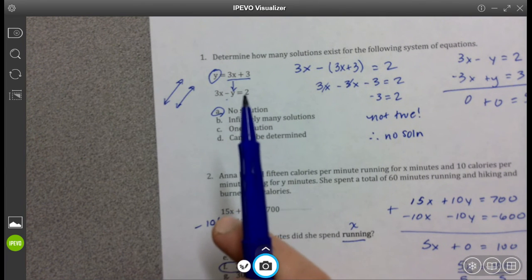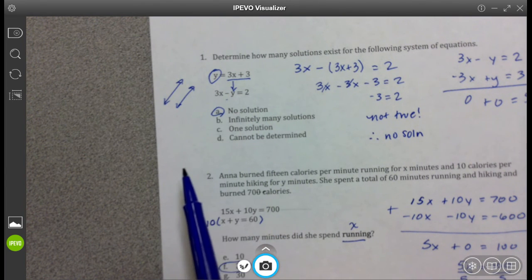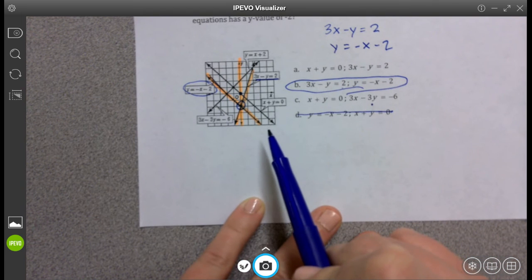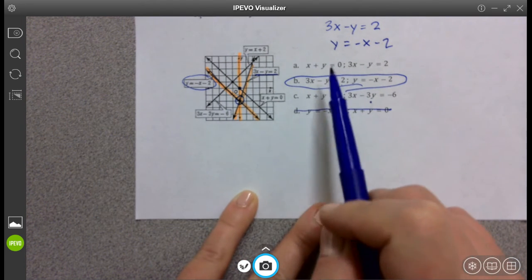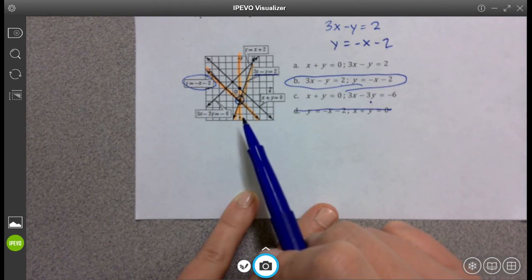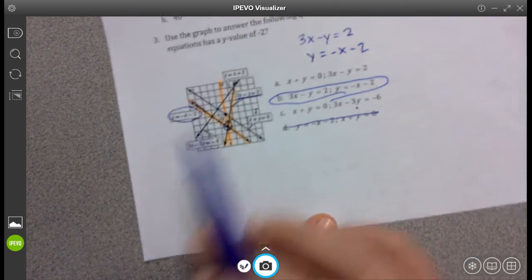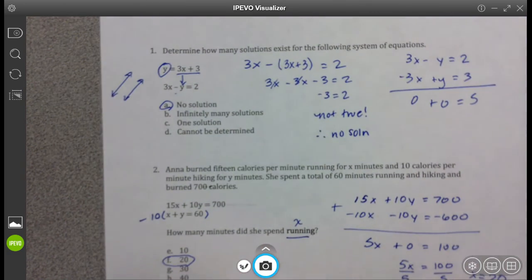Here, you could use a graphing calculator if you put them both in slope-intercept form. Okay. And then maybe here, you know, you could say, are any of these even equations that are on here? So just ask yourself some logical questions to eliminate.